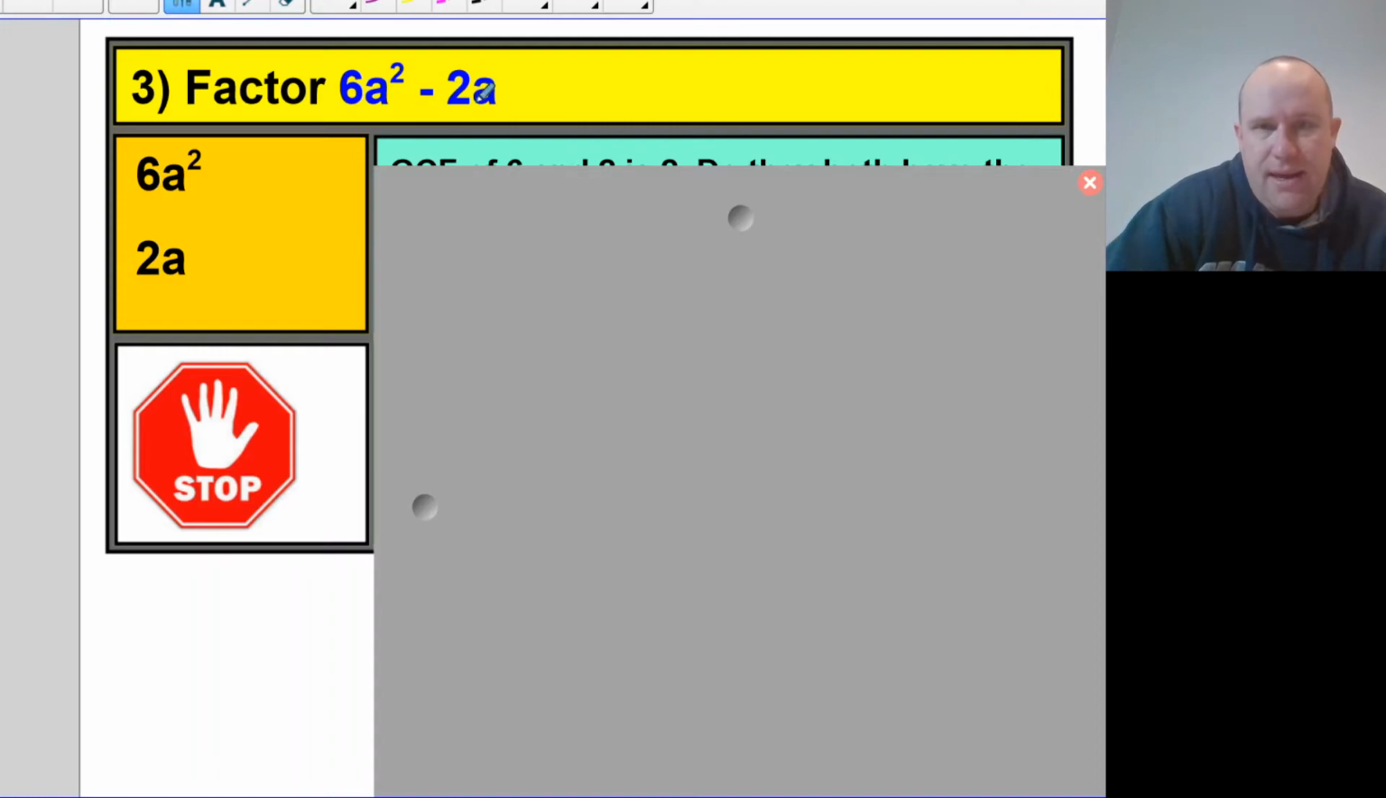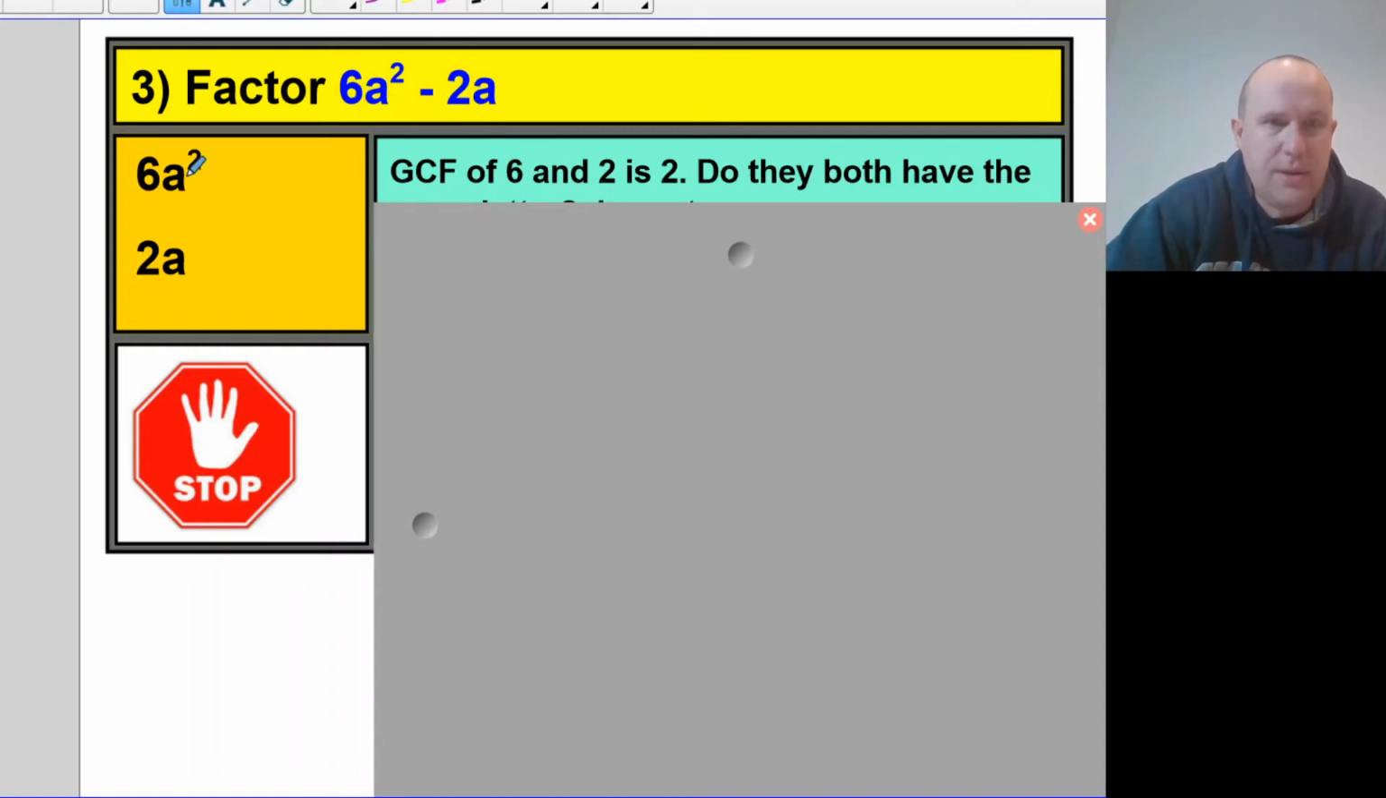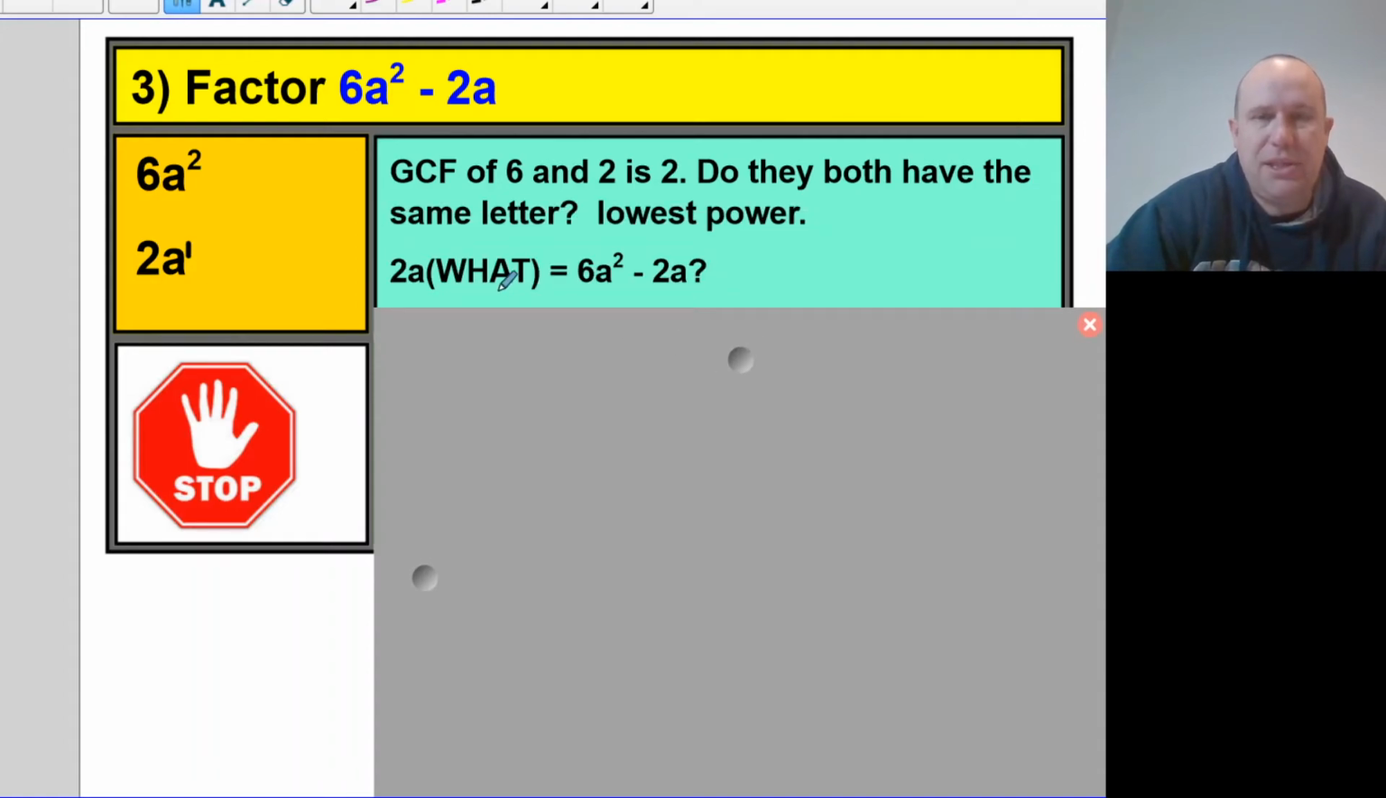So 6 and negative 2. I'm just going to focus on the 6 and 2. GCF is 2. Do they have the same letter? This time they do, so we go with the one with the lowest power. So 2 and 1, I want to go with A. In other words, the GCF is 2A. So to find out what goes inside the parentheses, just divide both of these by 2A.